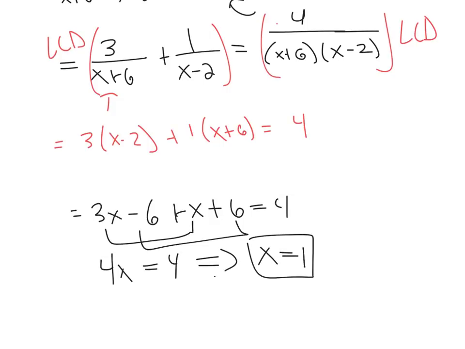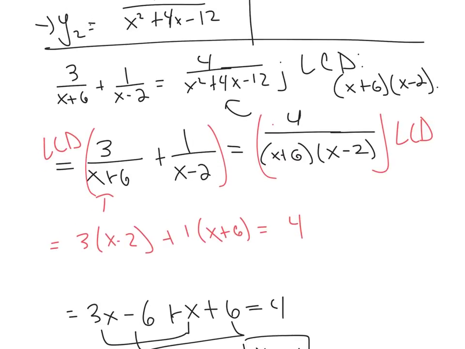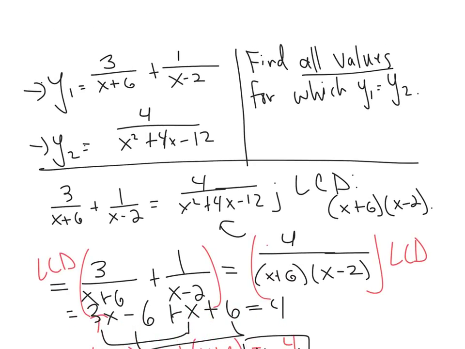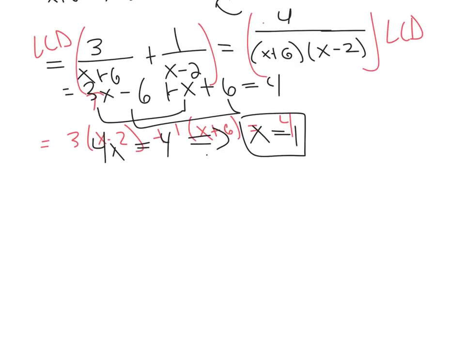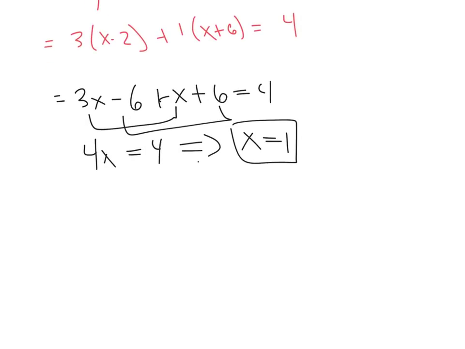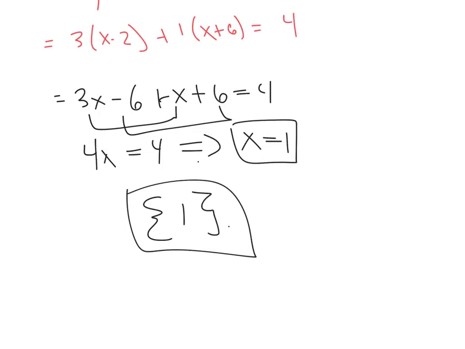We'd want to check, but if we notice, that doesn't mess up our original equation of x plus 2 or x minus 2 or x plus 6, so this answer should work. And our final solution set is the set of 1. And what this means is that the value x equals 1 makes y1 equal to y2.